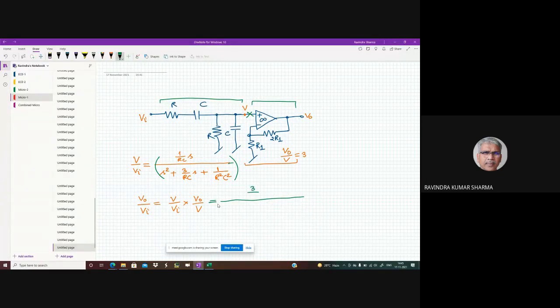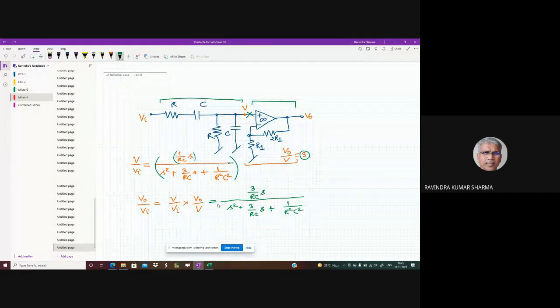VO by VI is now 3 by RC into S, क्योंकि 3 इसका multiplied by ये जो न्यूमरेटर है, और डिनोमिनेटर पे हो गया S square plus 3 by RCS plus 1 over R square C square. ठीक है? Is that right? VO by VI is now this. अब हम क्या करते हैं?